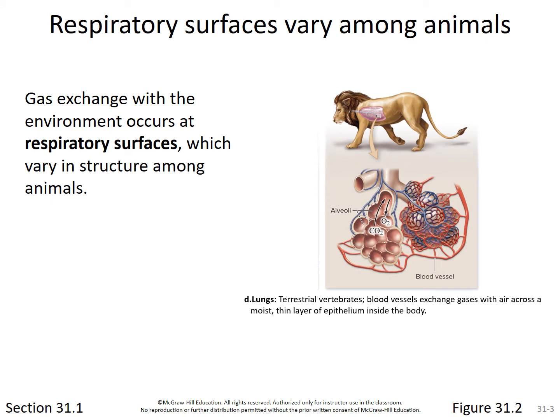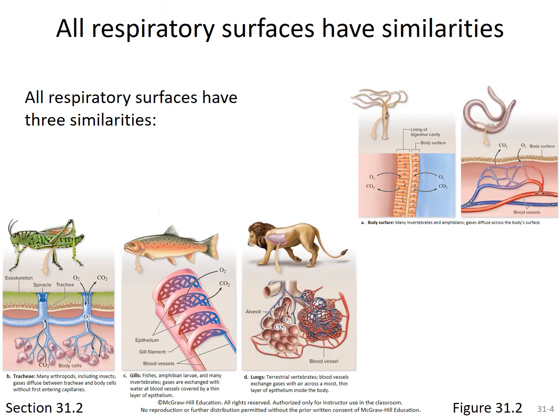The last type of respiratory surface is lungs, and you find these in terrestrial vertebrates. And so basically, as we just said, blood vessels exchange gases with the air, and this happens across a thin layer of epithelium inside the body. So there are some things that all respiratory surfaces do have in common. They're usually some sort of epithelium, and they're usually really thin, and they're usually moist.